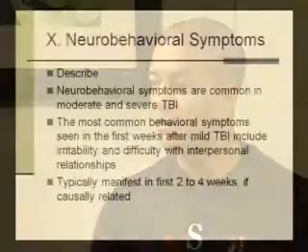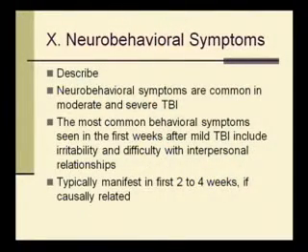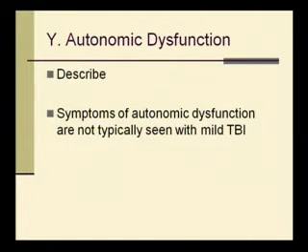Has that impaired your ability to interact with people at all? It's made me snap at people that I wouldn't normally do so. These symptoms are typically manifest in the first 2 to 4 weeks after injury, if causally related. Y. Autonomic dysfunction. If the veteran complains of symptoms of autonomic dysfunction, such as heat intolerance or excess or decreased sweating, describe. Symptoms of autonomic dysfunction are not typically seen with mild TBI.